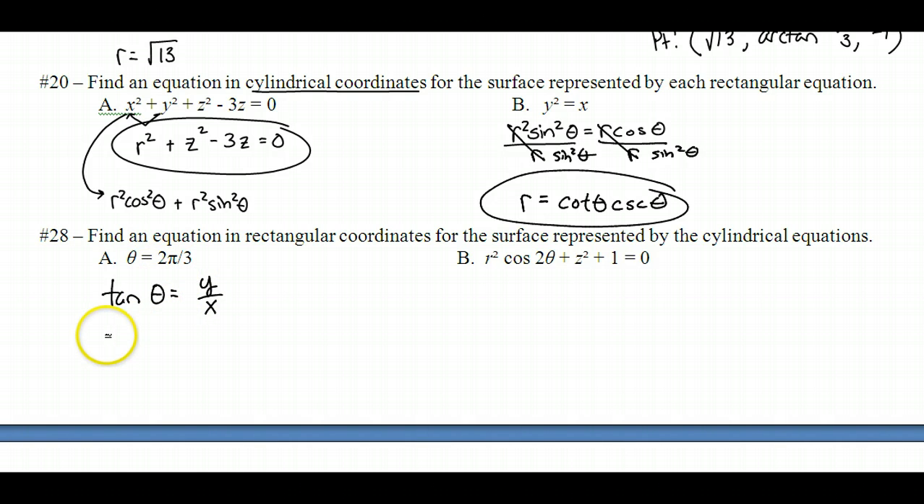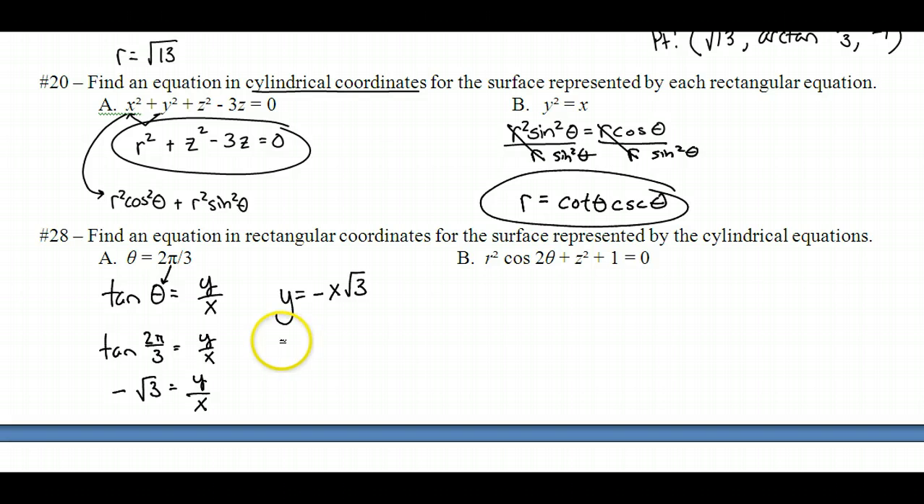Well, now I can evaluate this, and if I know theta is 2 pi over 3, I'm going to plug that in there. So I have tangent 2 pi over 3 is equal to y divided by x. And when I solve for this portion of it, tangent of 2 pi over 3, that's a 120 degree angle. So basically that's negative square root of 3 equals y divided by x. And now a couple different ways that we could write this. Multiply the x over, so then we can say, well, y equals negative x square root of 3 is one way to write it.